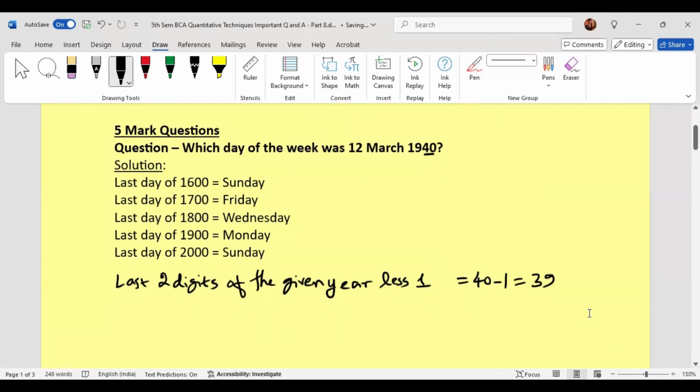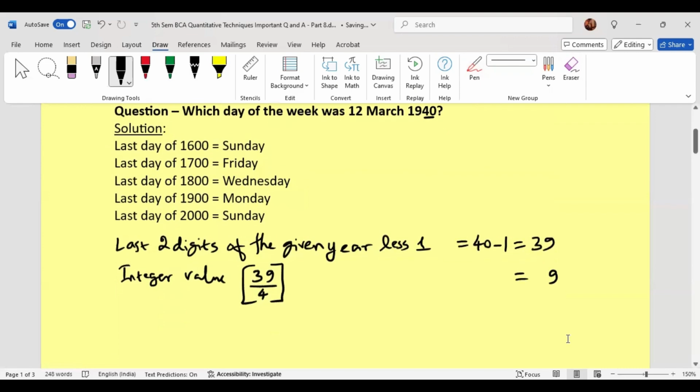The next step is to find the integer value of this 39 divided by 4. 4 means we are trying to find out how many leap years there are before 1940, we can say. So since it is the integer value, I am putting box brackets. If you calculate, we get 9 point something, which means the integer value is 9.